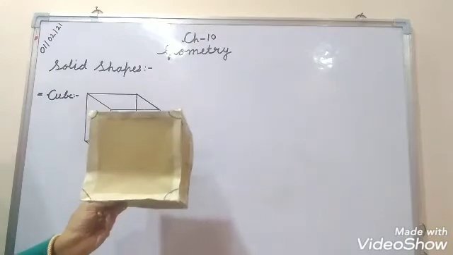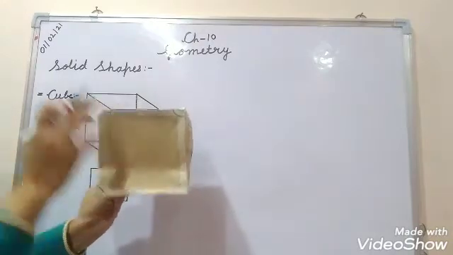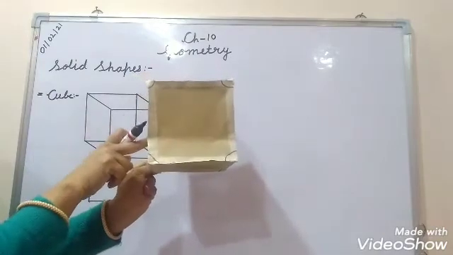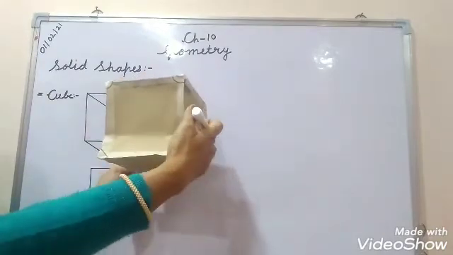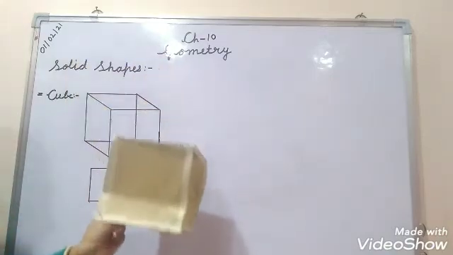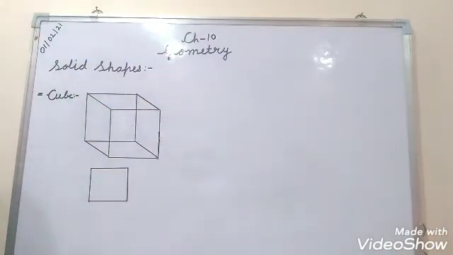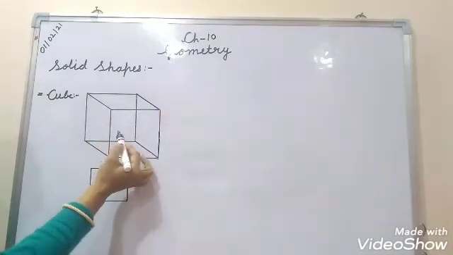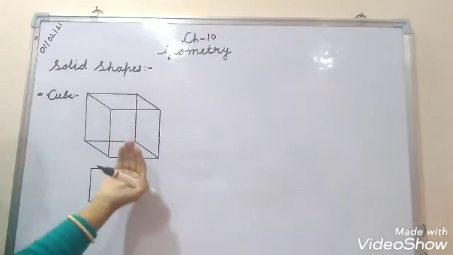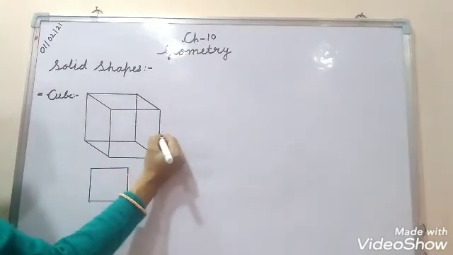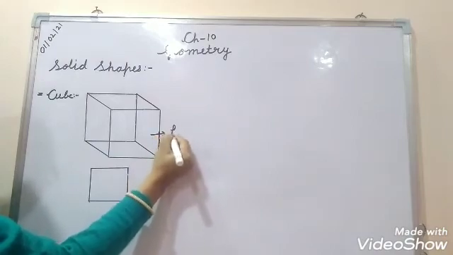So let's count how many faces are there. That is 1 at top, 2, 3, 4, 5 and the back side 6. How many faces are there? 6 faces are there. Here you count 1, 2, 3, 4. One is at front side, one is at back side, 5 and 6. So these are called faces.